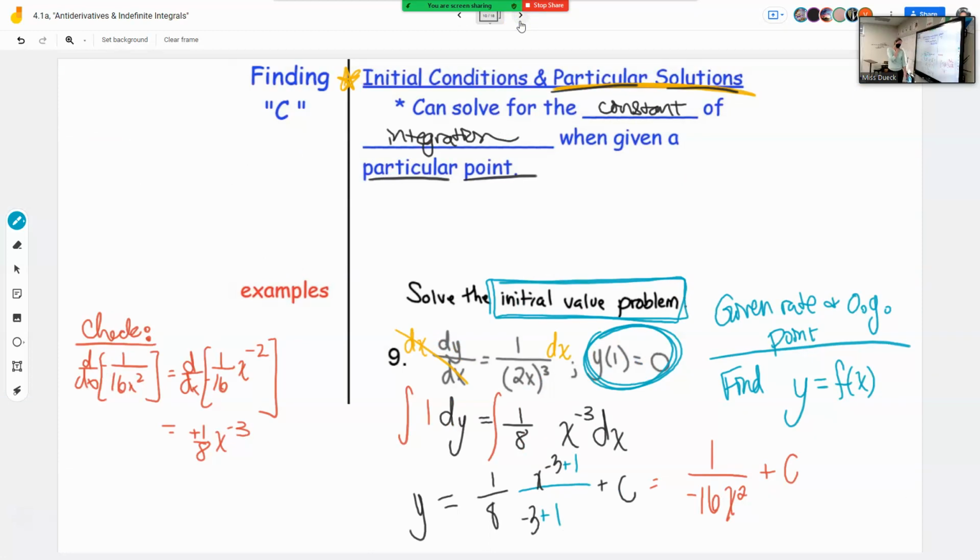So as soon as they give me a point, I'm like, oh, I'm not done yet. I need to go ahead and plug this in and say, okay, so y of 1 is equal to 0, and then plug in 1, and I get negative 1/16 times 1 squared is still just negative 1/16 plus C. I would need to add the 1/16 to the other side to get C, and then all of a sudden I know my final solution.